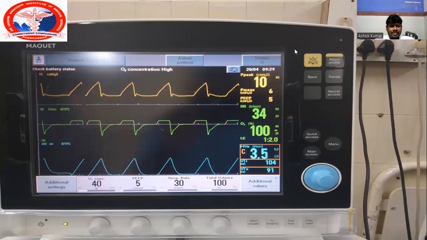This is the graph showing volume control ventilation. First will be the pressure graph, second the flow rate graph, third the volume graph. These are the following parameters: oxygen concentration, speed, respiratory rate, tidal volume. And this is the patient delivery report, the patient-delivered parameters, in the right side column of the monitor.